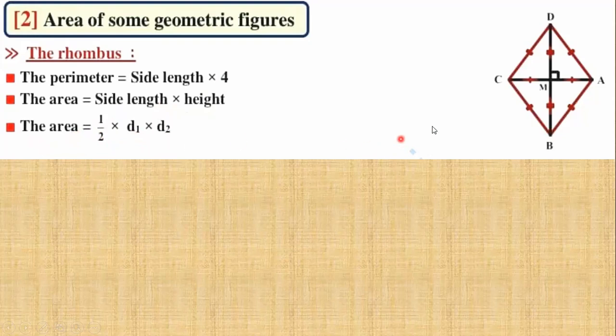Once again, the perimeter of this rhombus equals 4 times the side, like AB. And the area is side length by height. If you draw a perpendicular from here, it will be the height, and you multiply it by BC to get the area. Or in another way, you can multiply the two diagonals, then multiply by half to get the area.